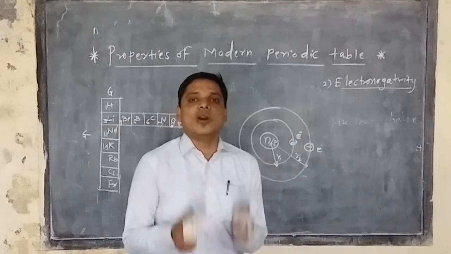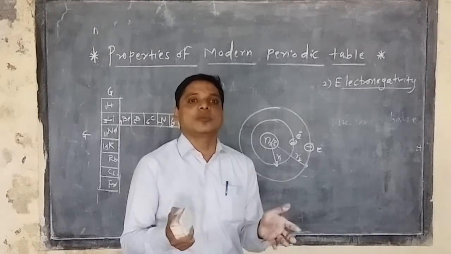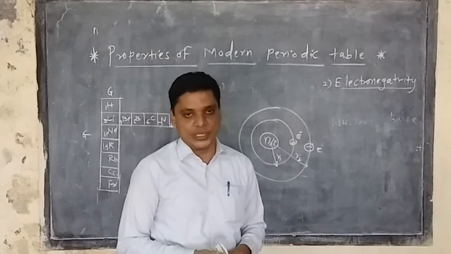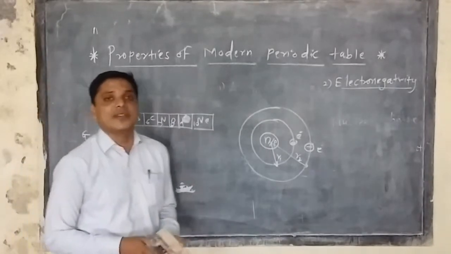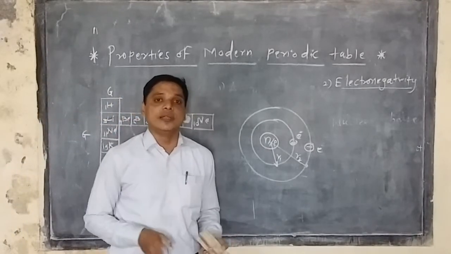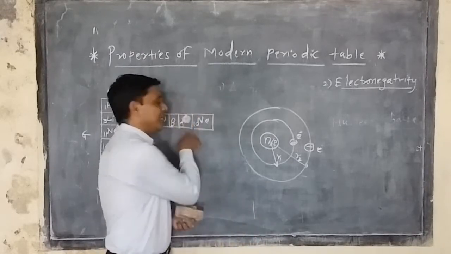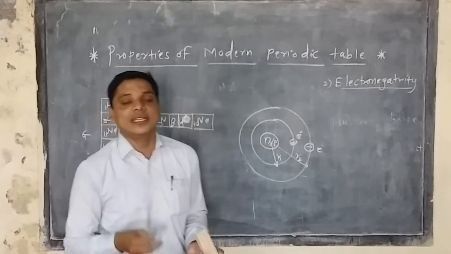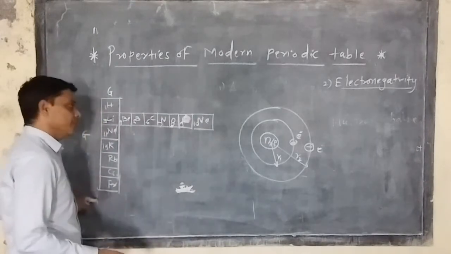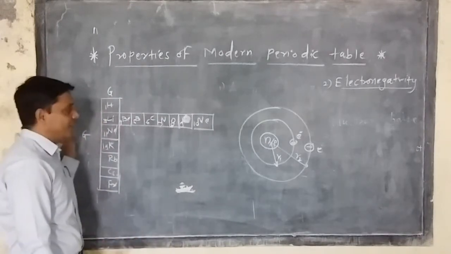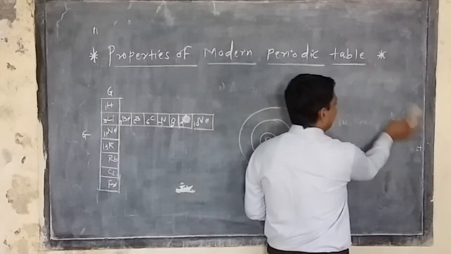Means in general, small atomic size has larger electronegativity, while larger atomic size has smaller electronegativity. So in the modern periodic table, fluorine is the element which has the highest electronegativity among all groups. Again, according to electronegativity, the halogen family, that is group number 17, has the highest electronegativity. So in general, from top to bottom electronegativity decreases, while from left to right electronegativity increases. This is the idea of electronegativity.